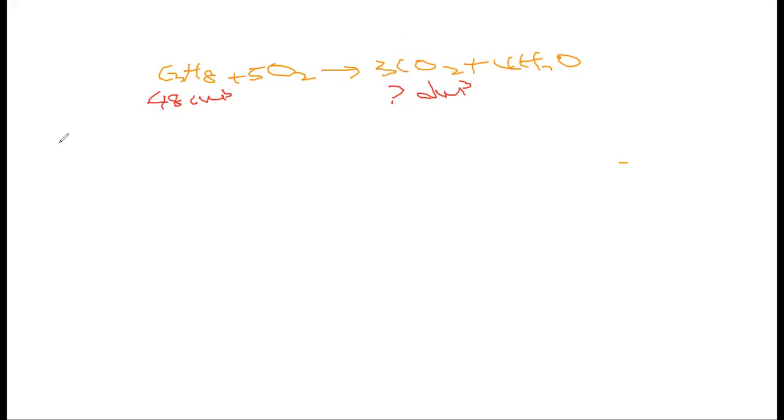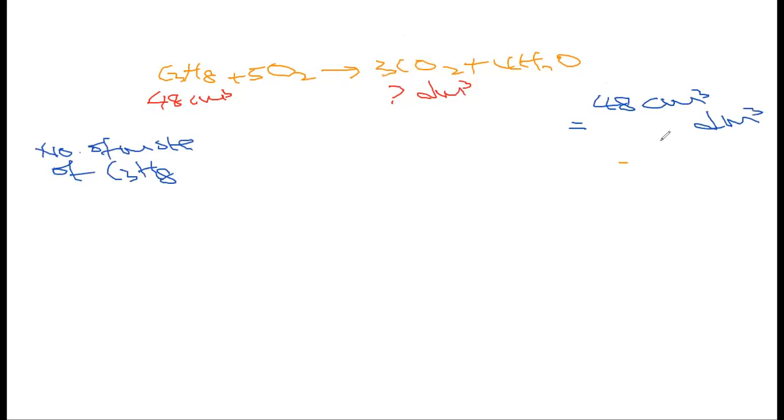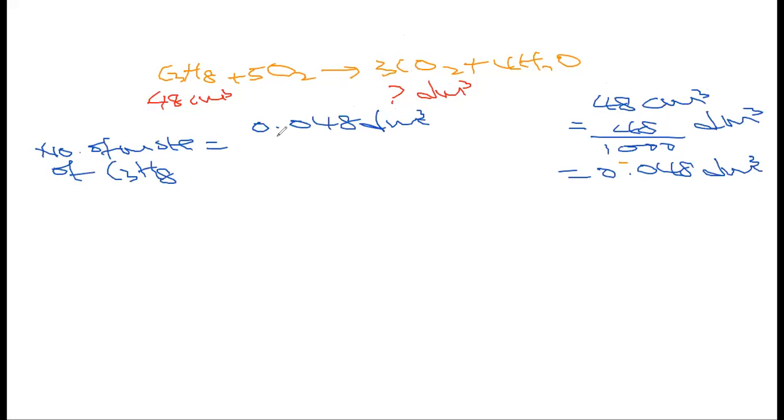First of all, we have to calculate the number of mole of the C3H8. Given to us is 48 centimeter cube, and we have to change to decimeter cube. How many decimeter cube is 48 centimeter cube? You have to divide this by 1000 and you get your answer as 0.048 decimeter cube. I hope you are with me. 0.048 decimeter cube divided by the molar volume given to us, which is 24 decimeter cube per mole.